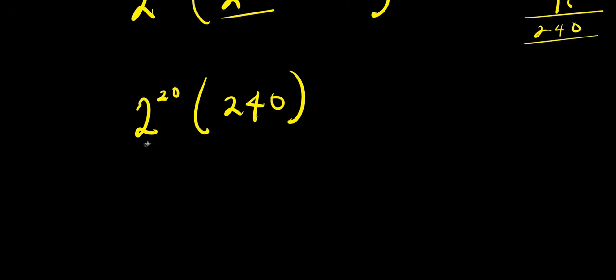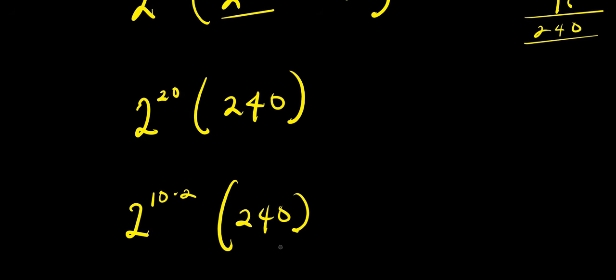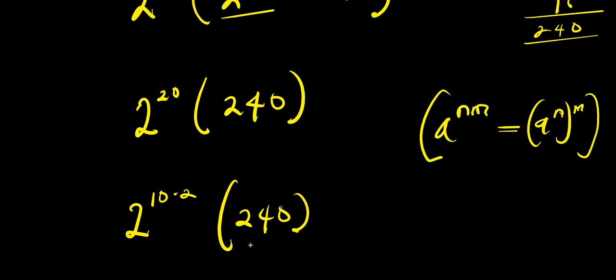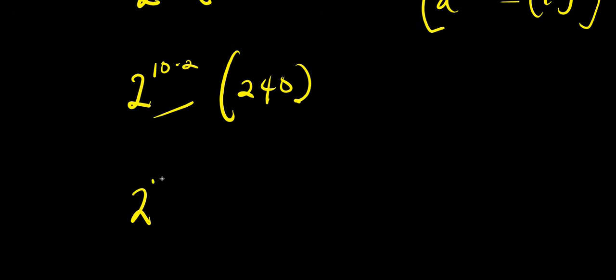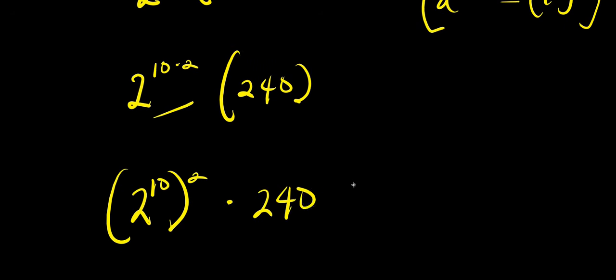Now we need to find the value of 2 to the power of 20. I can express this as 2 to the power of 10 times 2, that is 20, and this is times 240. And remember, a power n times m equals a power n all to the power of m. Applying that here, I will have 2 power 10 raised to the power of 2 times 240.